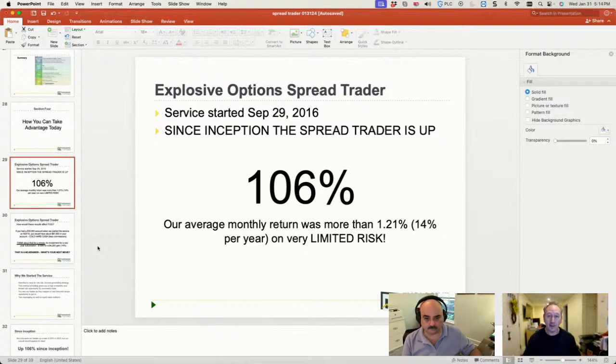That's brutal, right? But if you're in a service like this one, the Spread Trader, a consistent service where regardless of what the market volatility is doing, Sam is putting you in a position to make money going up, going down, staying sideways. Well, you can't ask for anything better than that.